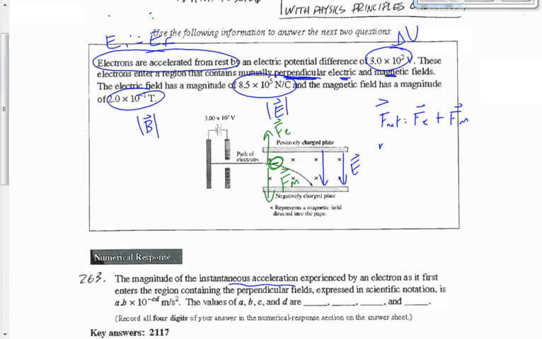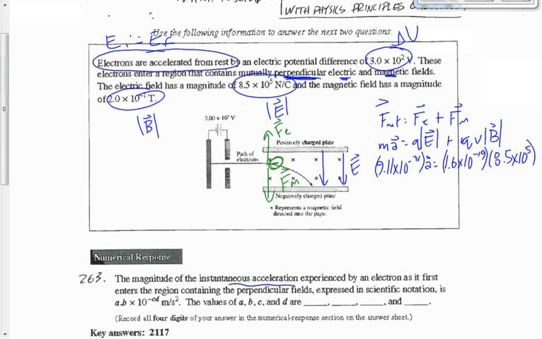M times A is equal to QE plus QVB. Mass is the mass of the electron. We're looking for A. Q is 1.6 times 10 to the minus 19. The electric field strength is 8.5 times 10 to the 5. So far, so good, right? That's going to be a positive value because we've already drawn the electric force upwards. If you hadn't drawn it when I did, that's okay. But you should draw it before you go and do this.